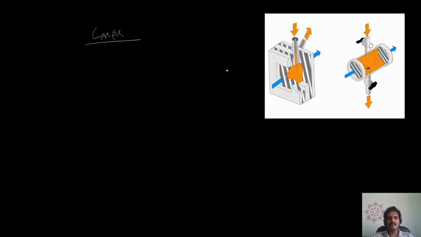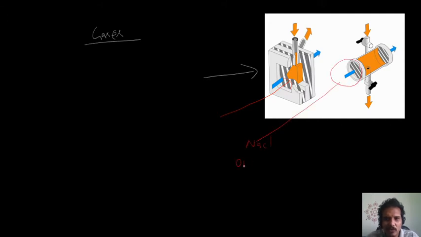First is gas: how to prepare gas samples. As far as a gas sample is concerned, this is your chamber. You can see this window. This particular window, and this one here also, is made up of either sodium chloride or potassium bromide.